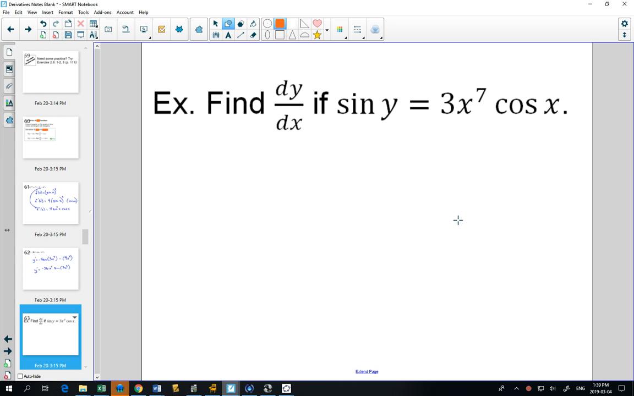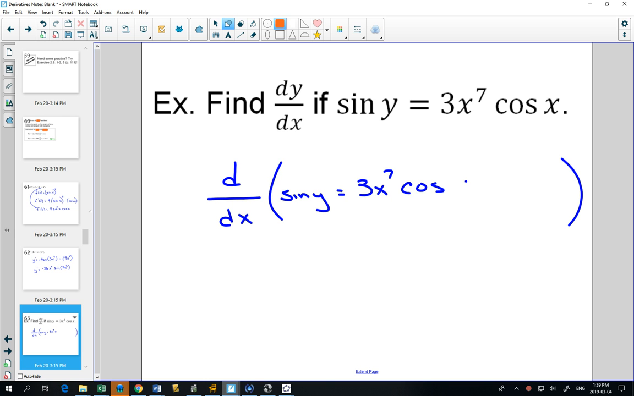This is implicit differentiation, so what we have to do is take the derivative of the whole thing. So I'll just show that by writing the whole thing out, and then looking at this, when we do the derivative of the left-hand side, what's the derivative of sine? The derivative of sine would be cos y.